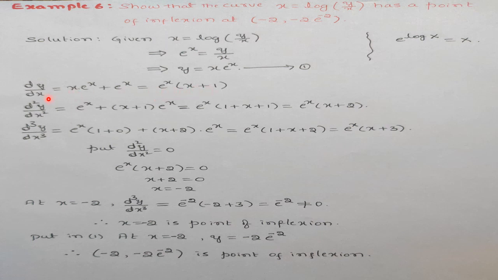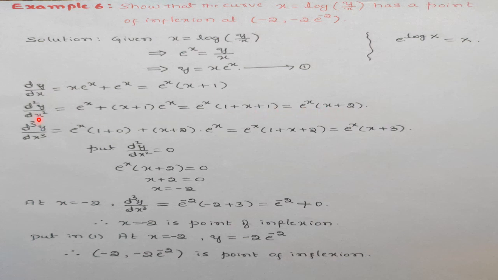Again differentiating by product rule, e power x is first function, x plus 1 is second function. E power x as it is, differentiation of x plus 1 is 1, plus x plus 1 as it is, differentiation of e power x is e power x only. Taking e power x common, remaining is this one, therefore e power x into x plus 2.